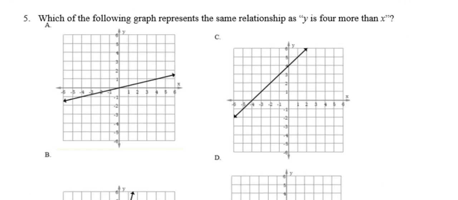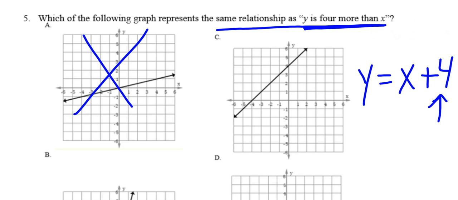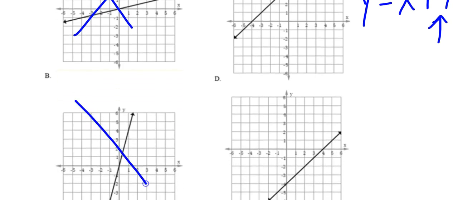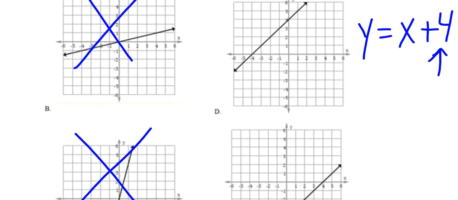Okay, so now we're looking for a graph that represents the same relationship as y is 4 more than x. So let's think about that verbally. When we're translating equations, y equals 4 more than x. So it's going to be x plus 4, more than being addition. So again, the easiest way, this is an additive relationship, so we can eliminate A because we're not multiplying. Let's see. We can eliminate B, it's not proportional. And so now we're down to C or D.